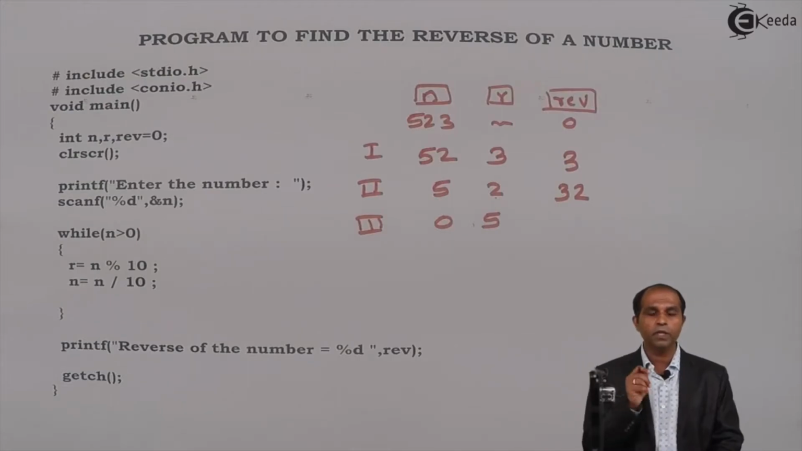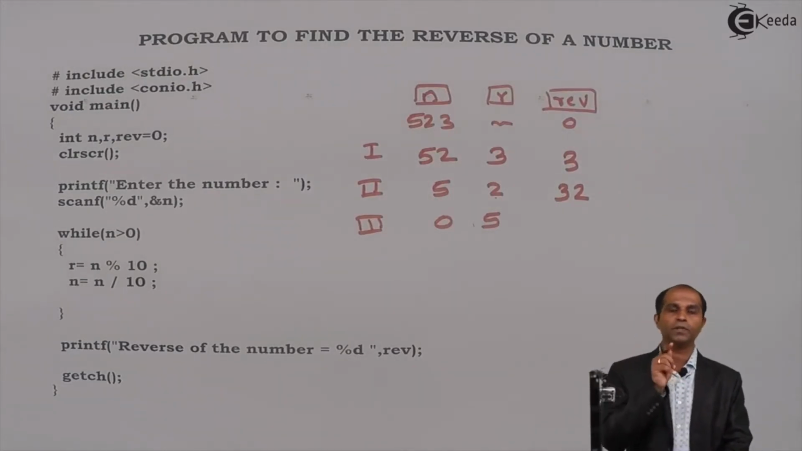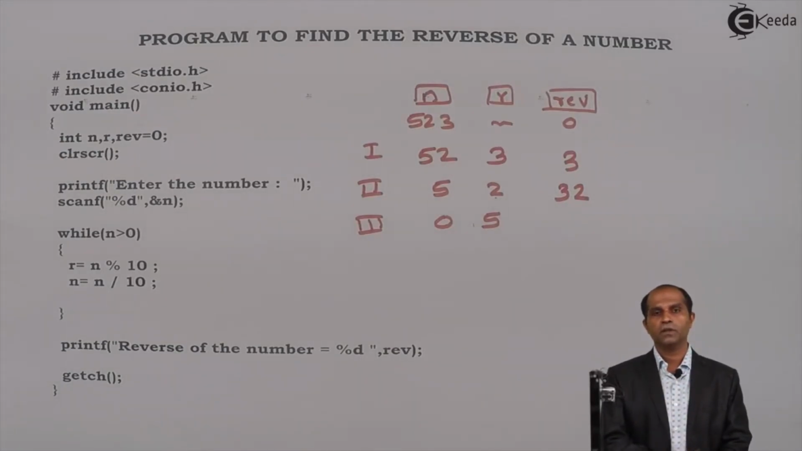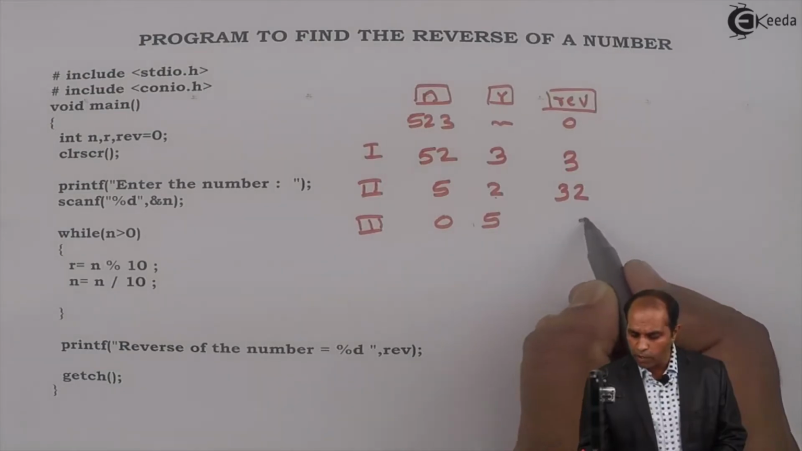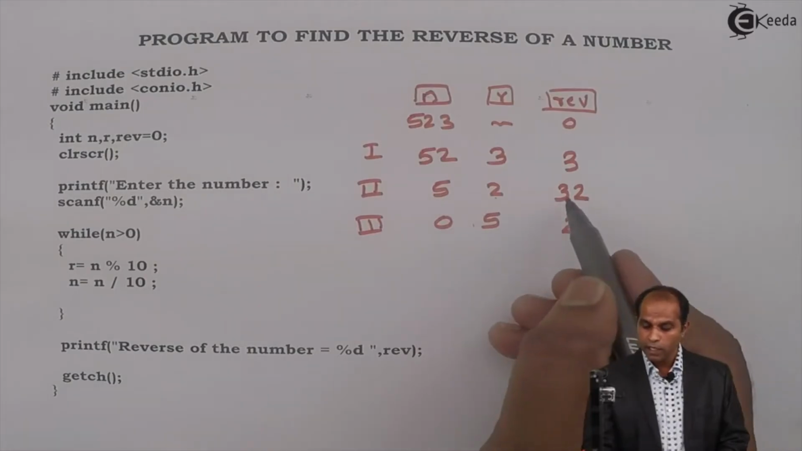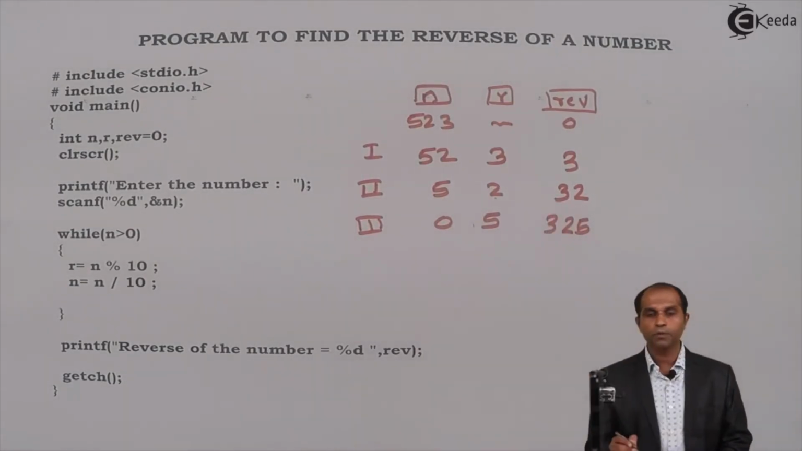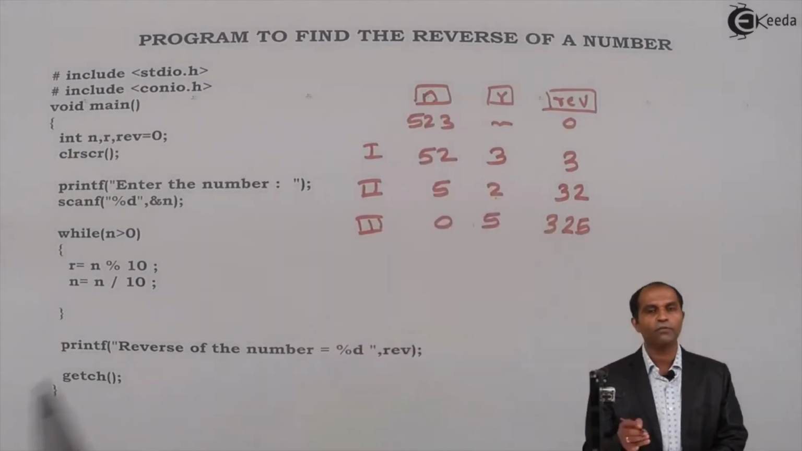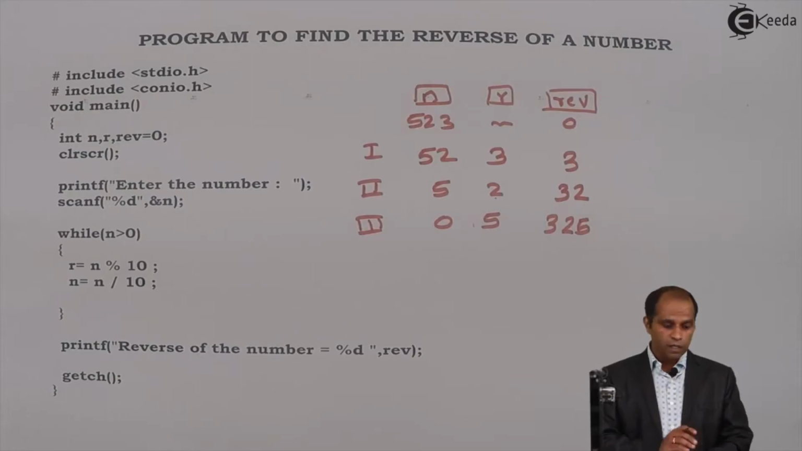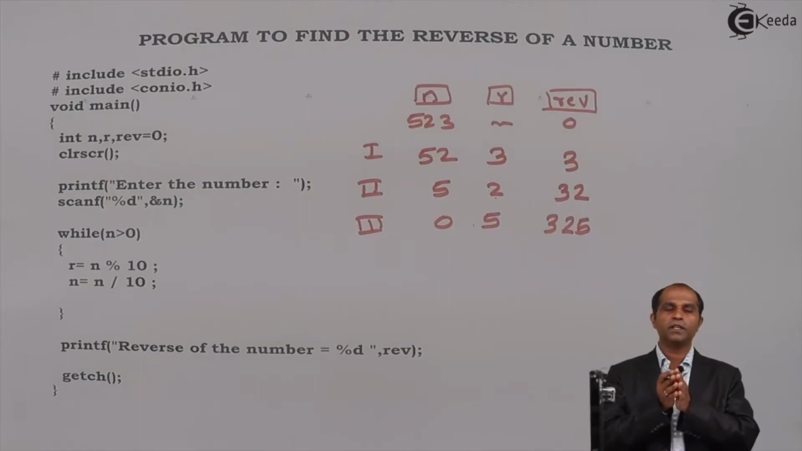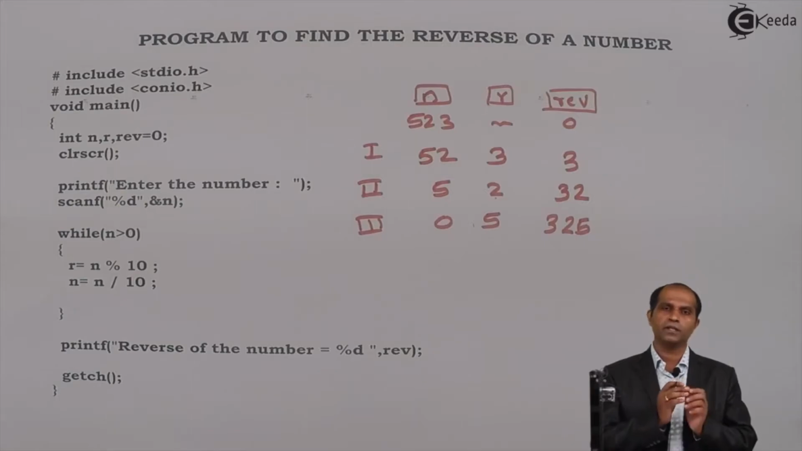But there is already a digit in the unit position. That should get shifted to the 10th position. There is already a digit in the 10th position. That should get shifted to the 100th position. So it means that 5 should accumulate at the unit position, 2 should accumulate into the 10th position, and 3, which is in the 10th, should accumulate into the 100th position. The result is 325, and 325 is nothing but the reverse of 523. It is very easy to say the results, but how do I get to this shifting of digits from unit to 10, 10 to 100, 100 to 1000 and so on?